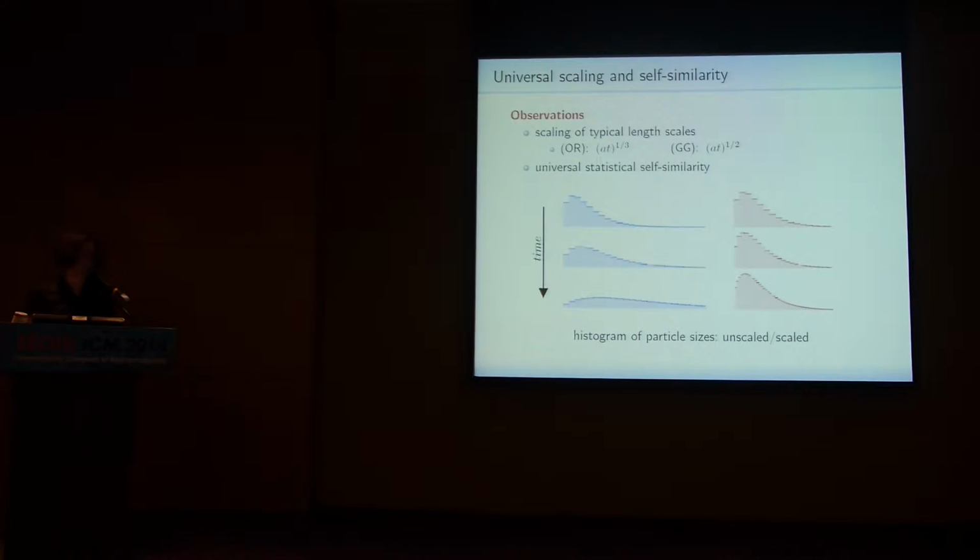Another way of saying this is the following: if you plot the histogram of particle sizes at three consecutive times, since you have coarsening, the histogram broadens and flattens. But if you rescale it according to these typical sizes, then the histogram converges to a unique steady state. This is also called a dynamic equilibrium. And this is what we would like to recover in corresponding mathematical models.